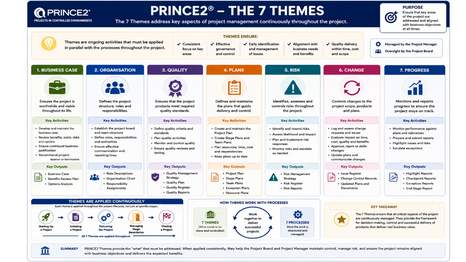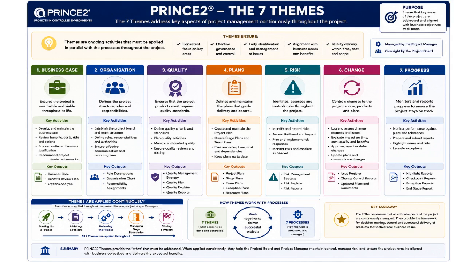The sixth theme is change. Projects rarely remain static, so PRINCE2 includes a dedicated change management team. This team controls changes to project scope, requirements, products, and plans. It ensures that change requests are evaluated systematically for their impact on time, cost, quality, risk, and business justification before approval or rejection. This protects project stability while allowing controlled adaptation when needed.